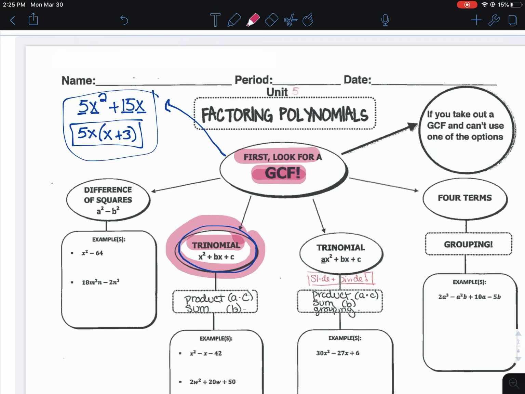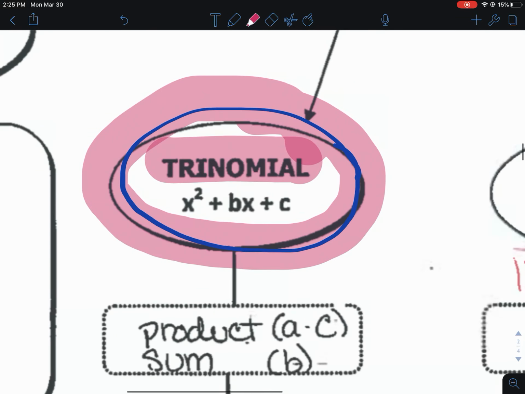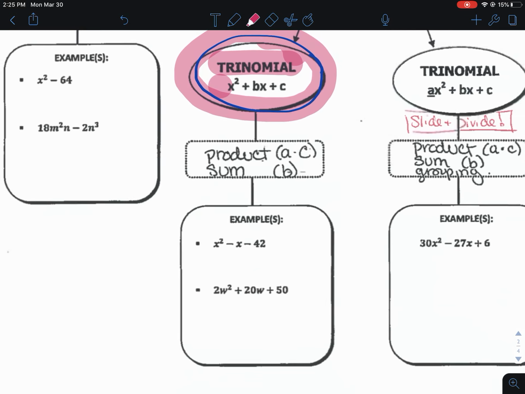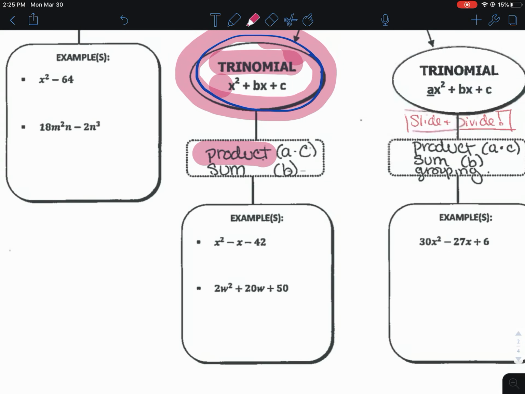And today, like I said, we're going to focus on the trinomial. And it's a trinomial where there's no number in front of x squared, right? So we're just going to have the expression start with x squared. This type of factoring is called product sum factoring. So you'll hear me refer to that quite a bit.